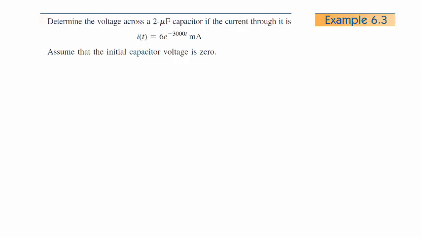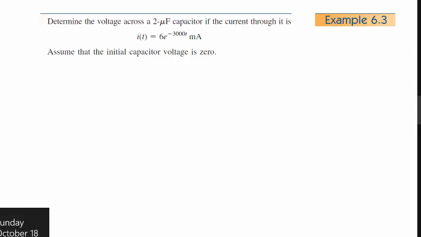Determine the voltage across a 2 microfarad capacitor if the current through it is this. This is a very real example. You will see something like that when we do this in the lab. The current will be behaving in an exponentially decaying manner, as this equation describes. So it's something that at t = 0 will be at 6 milliamps, but as time progresses, the current will decay. So that's what this equation actually represents.